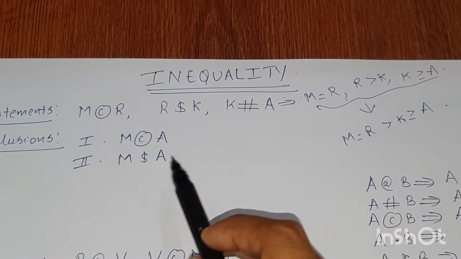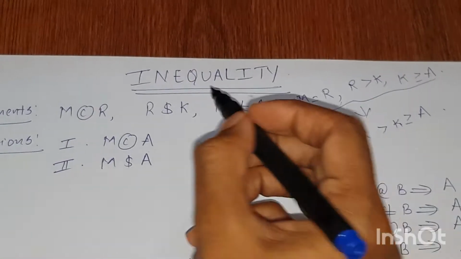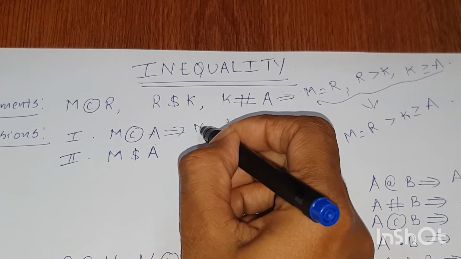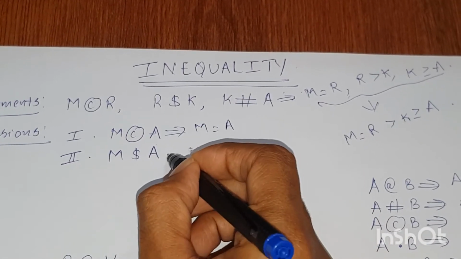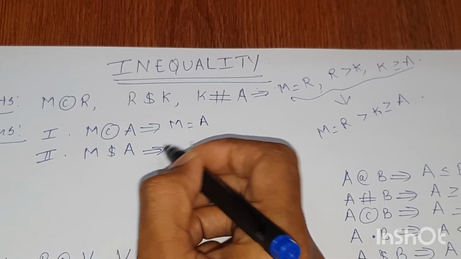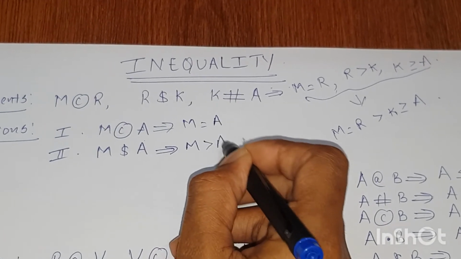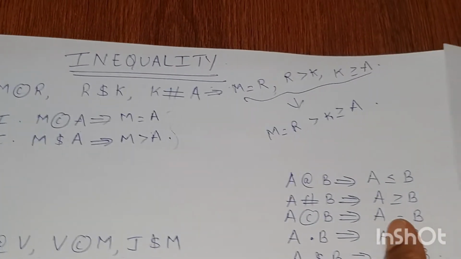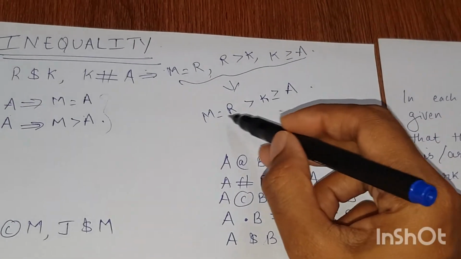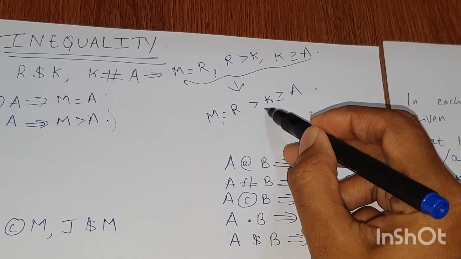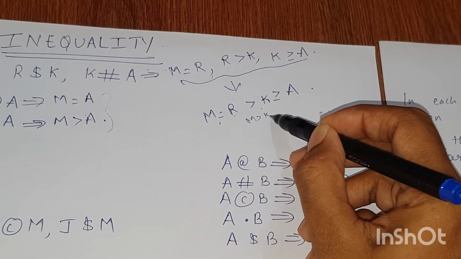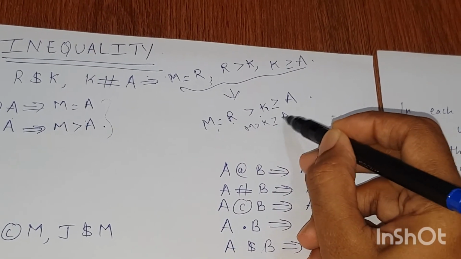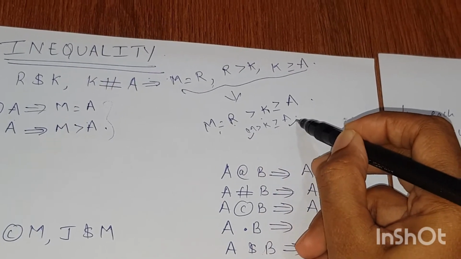Okay. Now going to the first conclusion, M copyright A. Copyright means equal to, M equal to A. And the second one, dollar means greater than, M is greater than A. So we have to check whether these two are true or not. What is the relationship between M and A? M is equal to R greater than K. That means M is greater than K, and which is greater than or equal to A. That means M is greater than A.